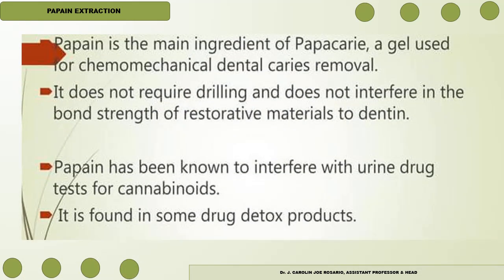Papain is the main ingredient of Papacarie, a gel used for chemomechanical dental caries removal. It does not require drilling and does not interfere with the bond strength of restorative materials to the dentin. Papain has been known to interfere with urine drug tests for cannabinoids. It is found in some drug detox products.